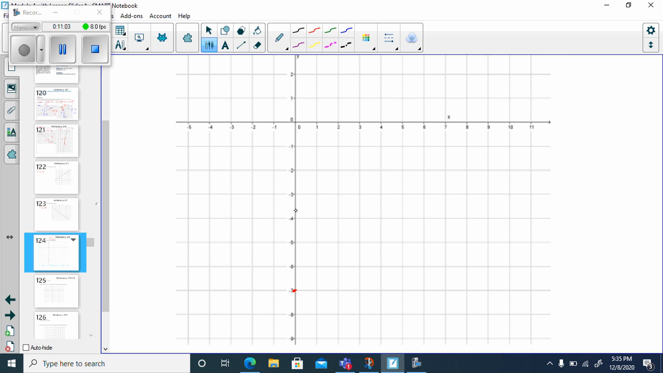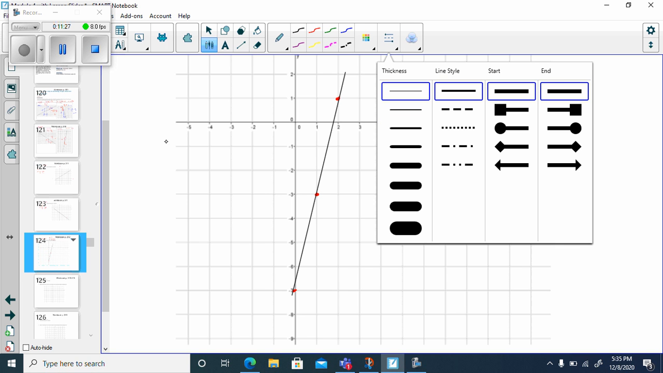Up 1, 2, 3, 4, and over 1. Okay, that's all I've got to do. I could do it again if I wanted to. 1, 2, 3, 4, and over 1. You'd see that all the points are going to be on the same line, no matter how many times you do this. Okay, so let's plot the points. Okay, there we got it. Now let's do another one.